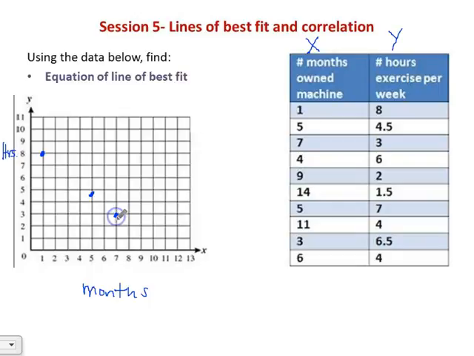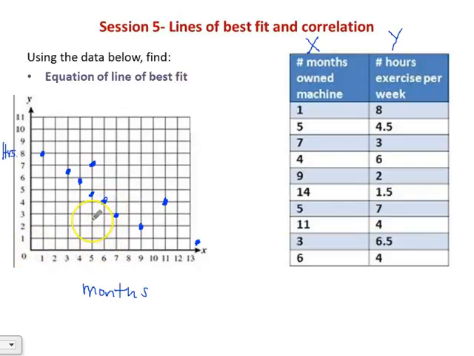So I'm going to keep on plotting these points. The 4th month, there were 6. The 9th month, there were 2 hours. The 14th month, I don't really have room, running out of space there. The 5th month, there were 7. So we've got a double. 11 goes with 4. And 3 goes with 6.5. And then we've got 6 and 4.